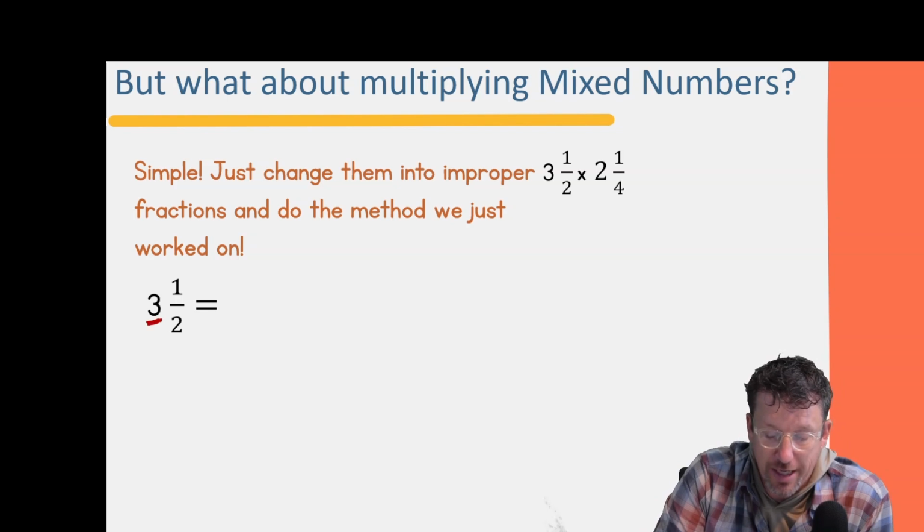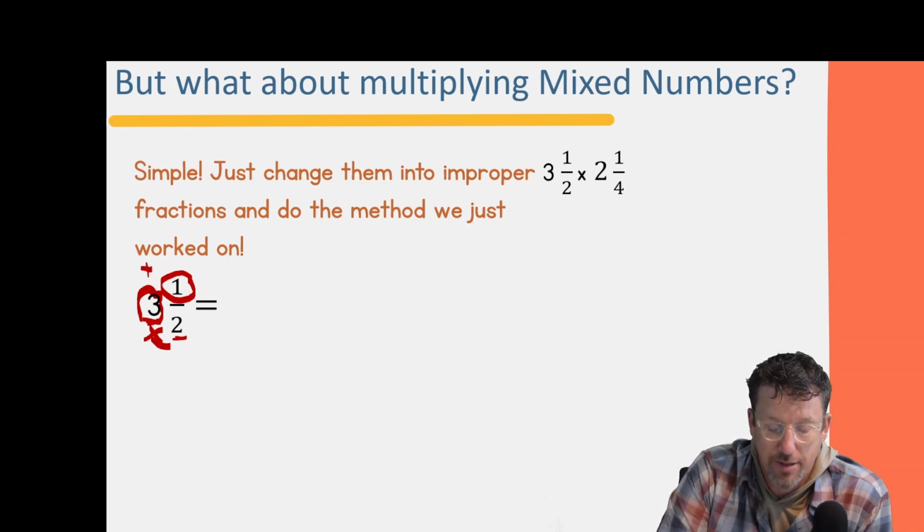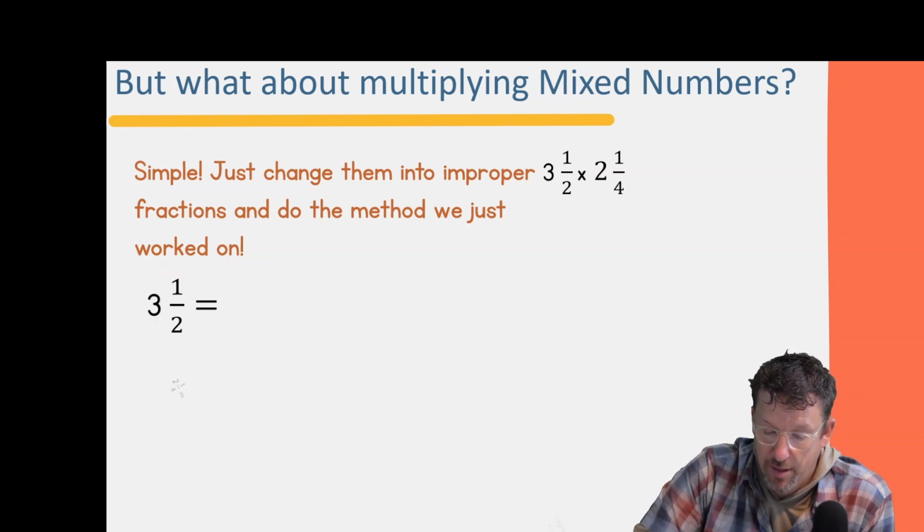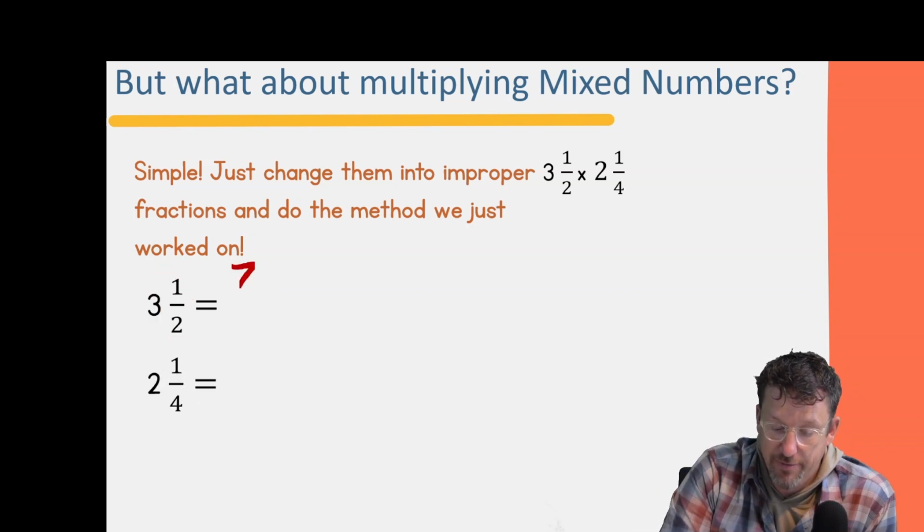You guys remember how to change mixed numbers into improper fractions? You take the wholes. I have 3, and each of my wholes has 2 parts. So we multiply 3 times 2, and we get 6. And then we have 1 part left over, so we add the numerator. So you multiply the whole times the denominator, 3 times 2 is 6, and then you add the numerator. That gives us 7, and you keep your denominator, okay? So this would be 7/2.